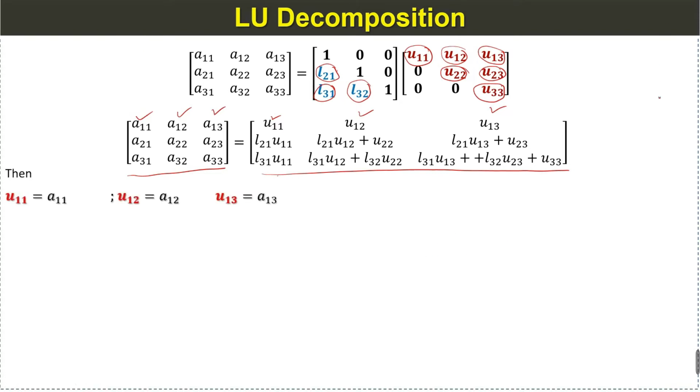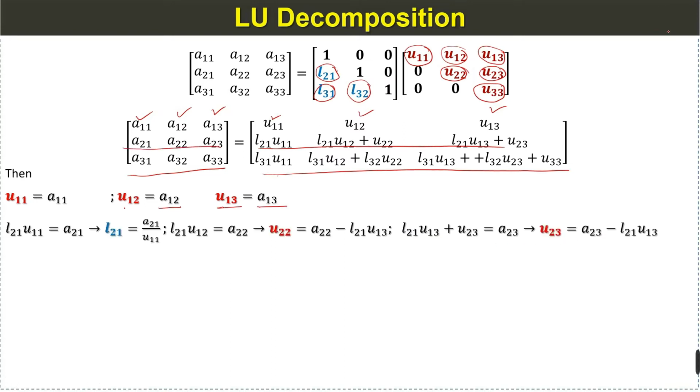So here u11 is equal to a11, u12 is equal to a12, and u13 is equal to a13. Next we compare this row with the coefficient matrix row, and this one is equal to a21. Here we can see that we have to find L21. So we rearrange this equation to find the value of L21.